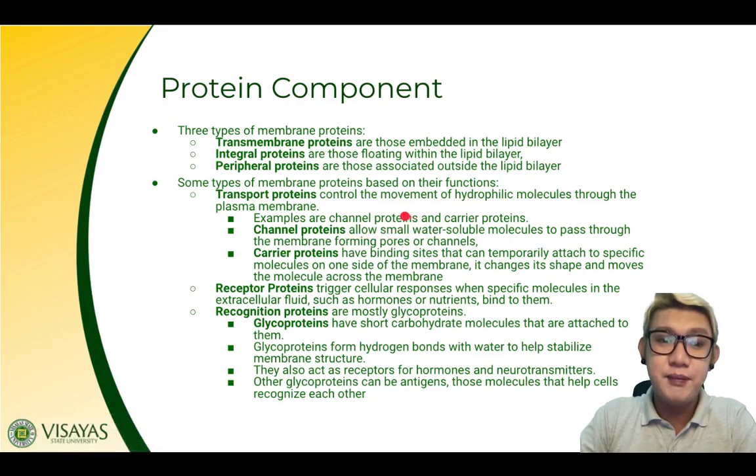Examples are the channel proteins and the carrier proteins. Channel proteins allow small water-soluble molecules to pass through the membrane, forming pores or channels. Carrier proteins have binding sites that can temporarily attach to specific molecules on one side of the membrane, and it changes its shape and moves the molecule across the membrane.